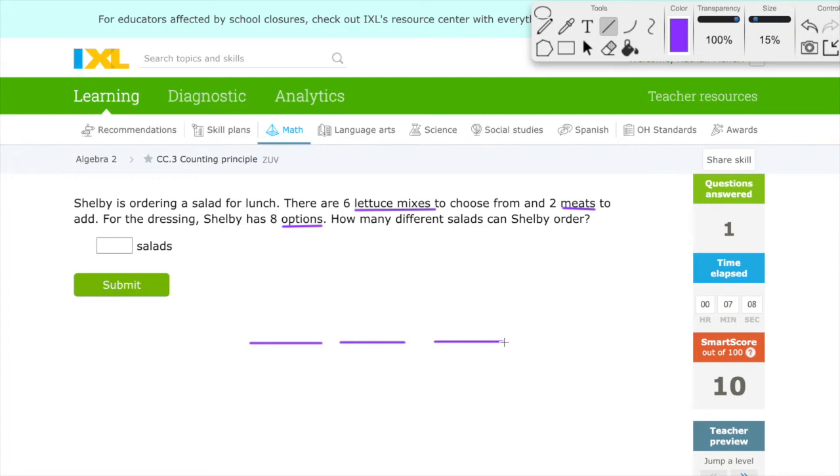So I want 3 spaces, unlike the first one that only had 2. We said in between each of these, we're going to assume that it is multiplication. So that's why I'm putting the dots there. And then we have to fill in with the appropriate number. So let's say that's lettuce, this is meat, and then this is dressing. There are 6 lettuce mixes, 2 types of meat for the salad, and 8 types of dressing.